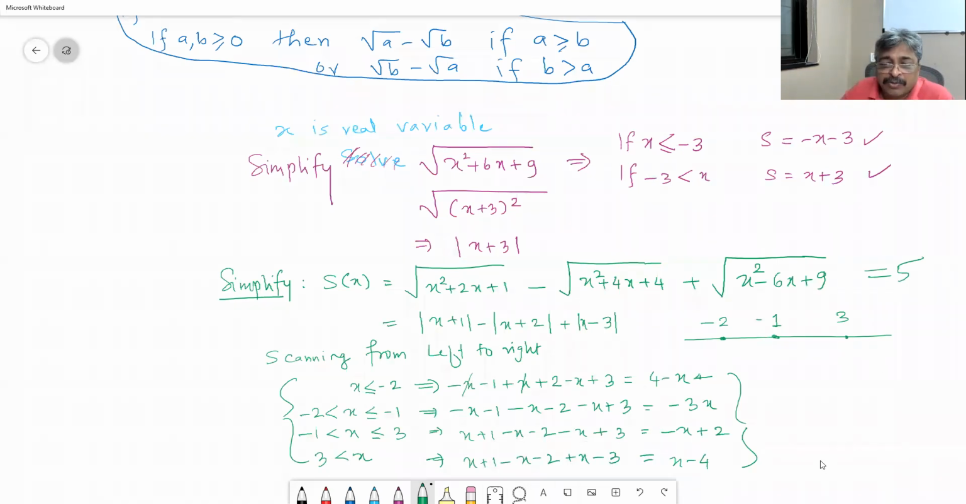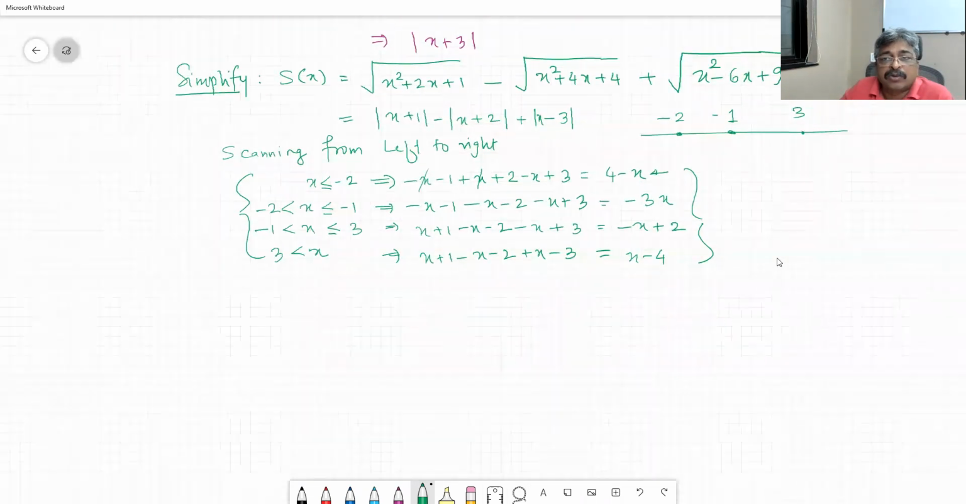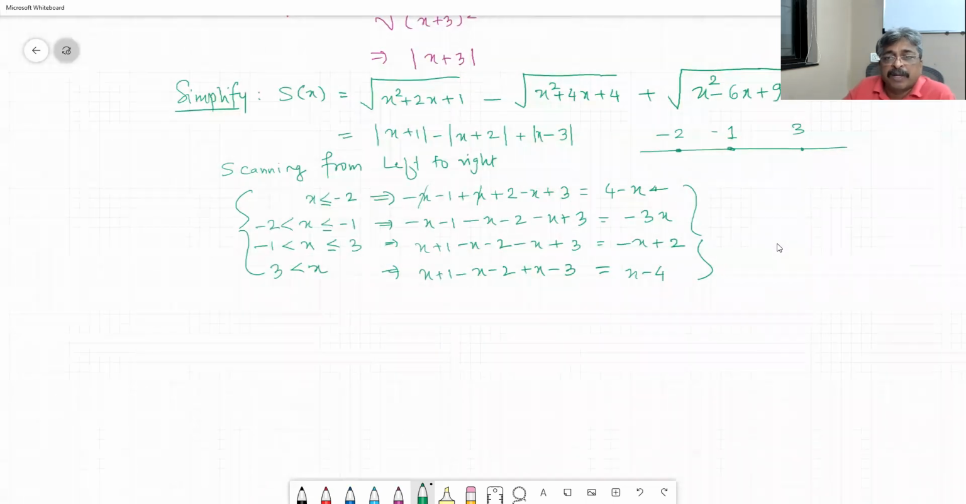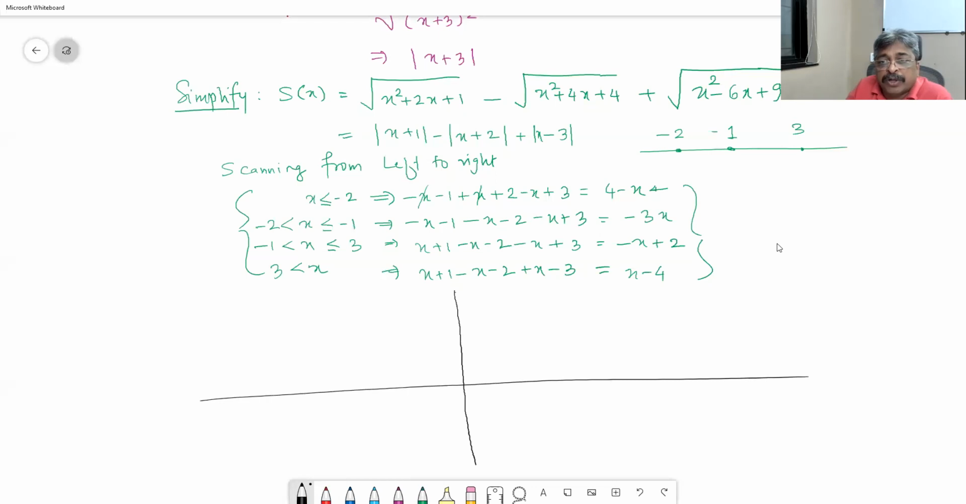Suppose it's equal to 5, then you will be able to quickly find the solutions of this problem, all values of x. Let us try to do it. X-axis, y-axis. And important points are minus 1, minus 2, 1, 2, and 3. If x is less than minus 1, it will follow minus x plus 4. So the y-axis intercept is 4 and the slope is minus 1.